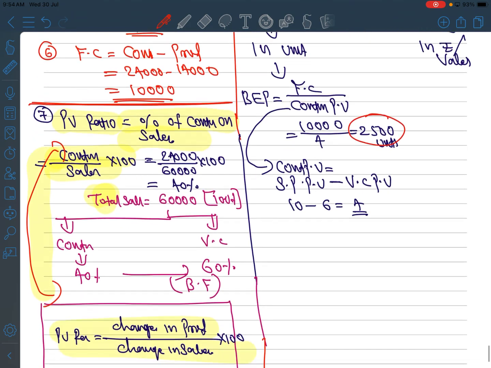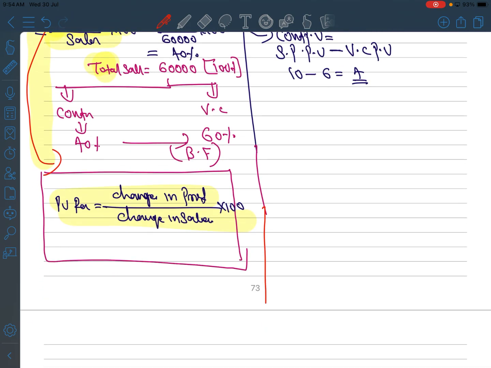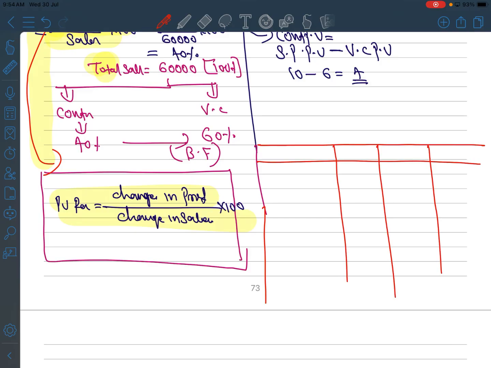2,500 units. Let's check with some example. We can take, if units sold are 2,500, the profit will be 0, no profit or loss. If the units sold are 3,000, will we get profit or loss? Profit. If it is below break-even point, we will get loss.